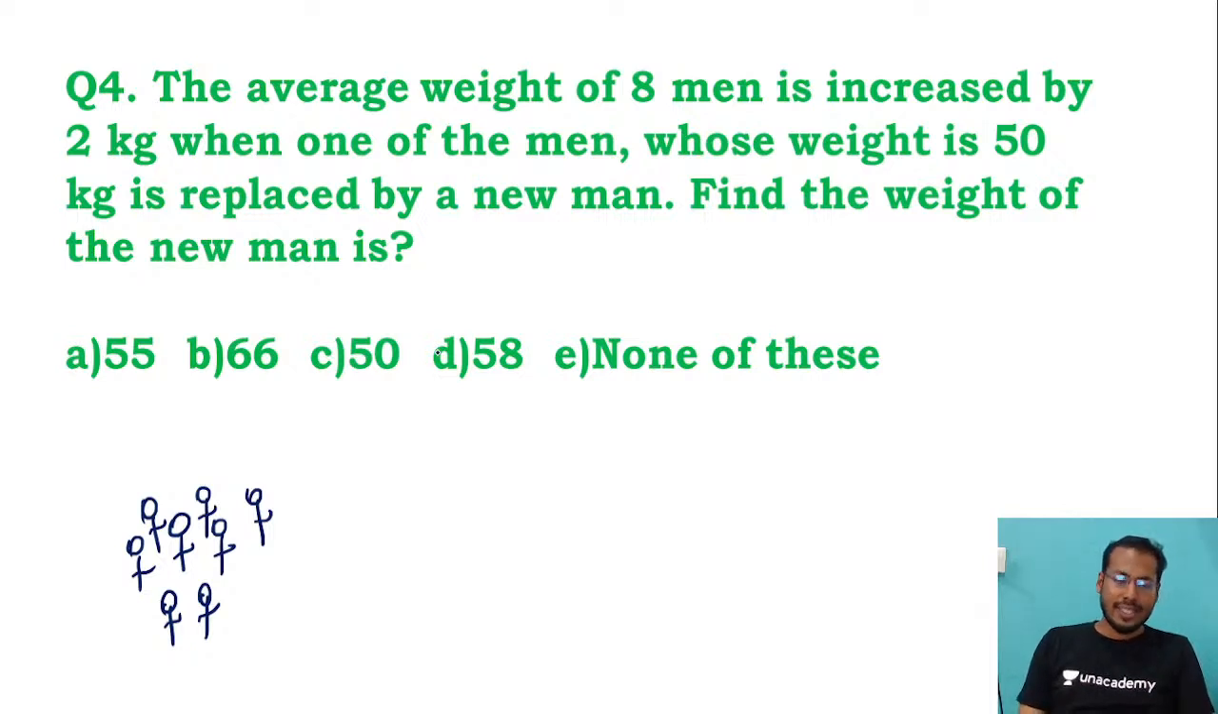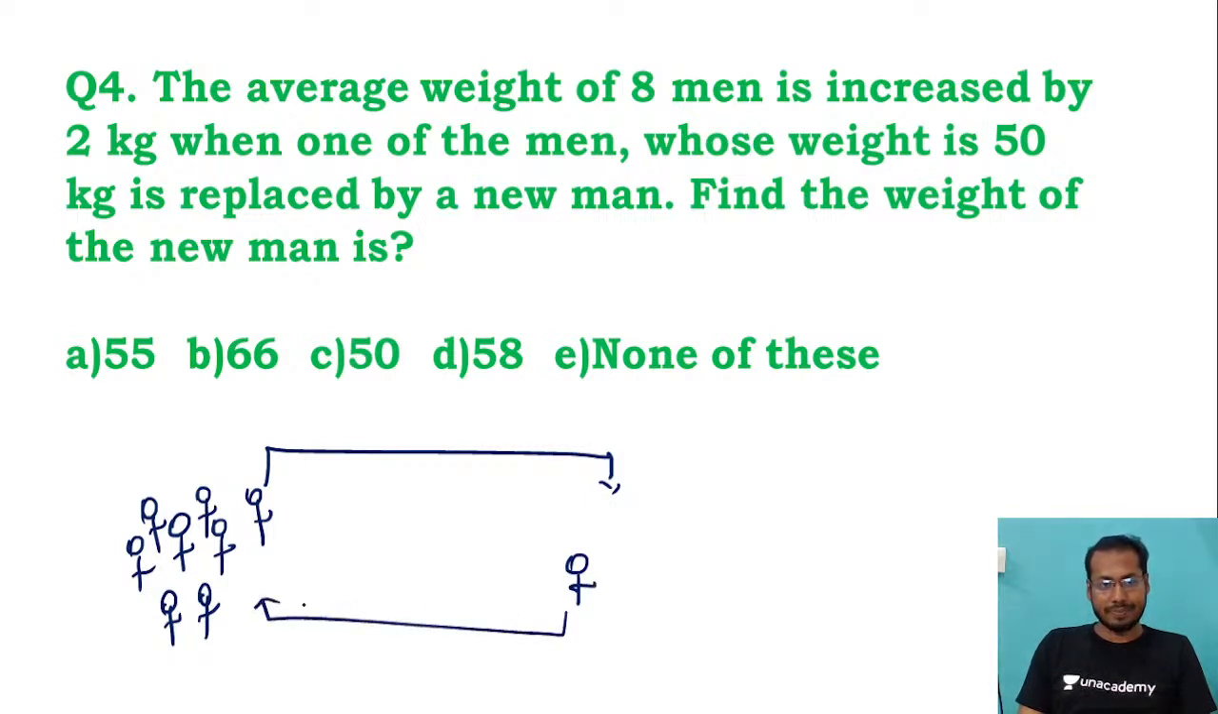Okay, listen. The average weight of 8 men. Simple, guys. Within 5 seconds, you can give the answer for this question. Okay, please listen to what I'm doing. There are 8 persons in a group. Okay, the average was not given. But one person went out, and another person replaced that person. Okay, the person who went out is 50 kg.